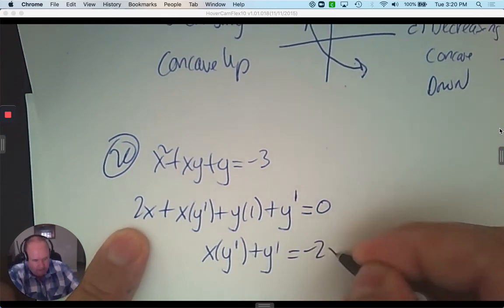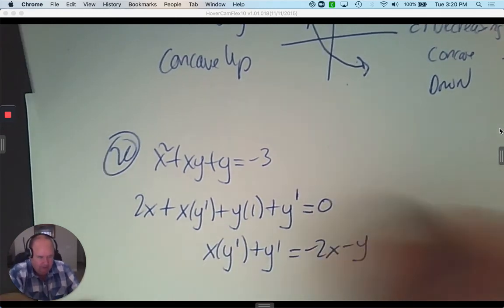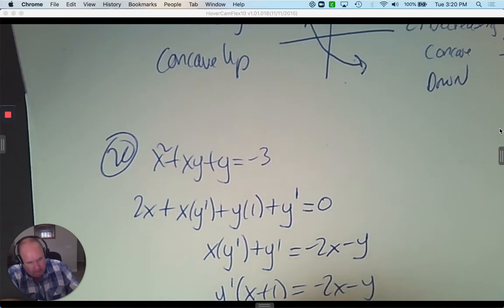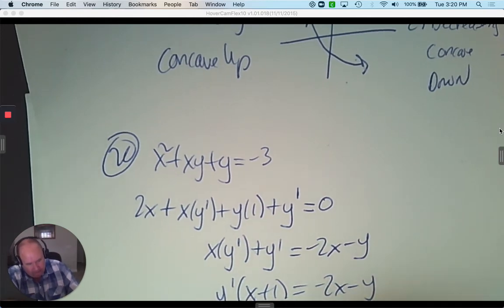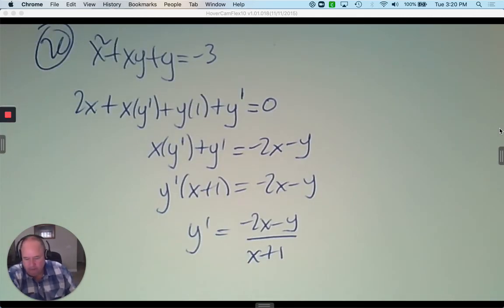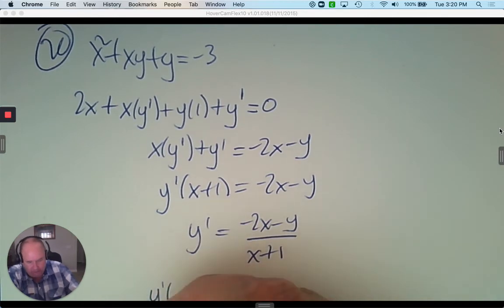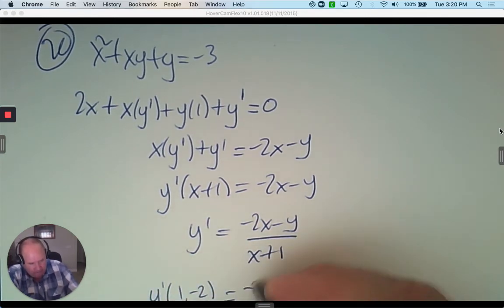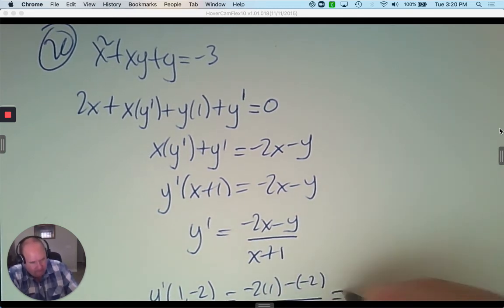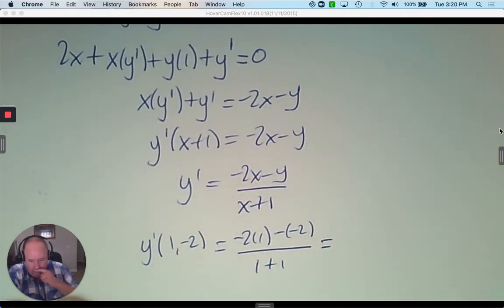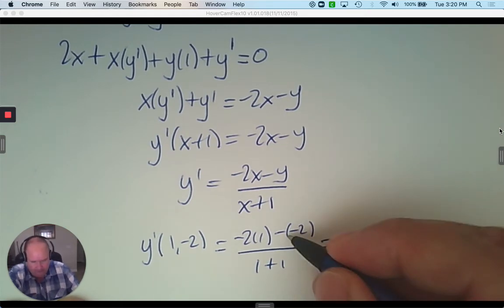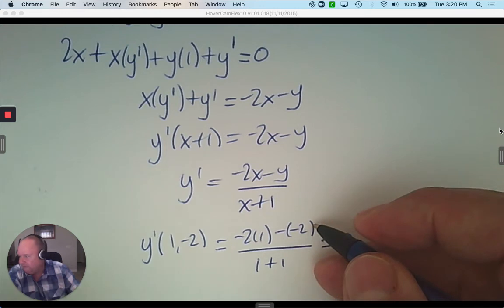So if it has a y prime in it, it stays on the left side. The 2x we're going to subtract. The y we're going to subtract. And then I'm going to divide out the y prime so I can then get y prime by itself. So y prime by itself is negative 2x minus y over x plus 1. And then it says find that derivative at 1, negative 2. So where there's an x, where there's a y, and then just solve it. So plug in positive 1 and negative 2. What is that? That's 0, right? Because the negative times the negative, that's negative 2 plus 2.